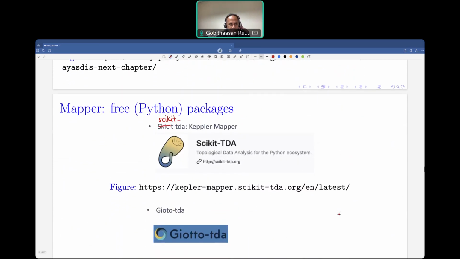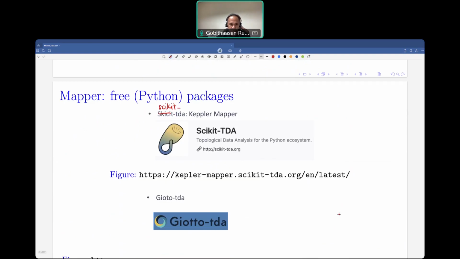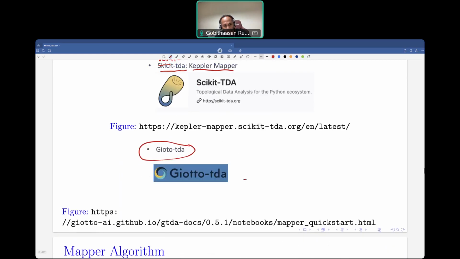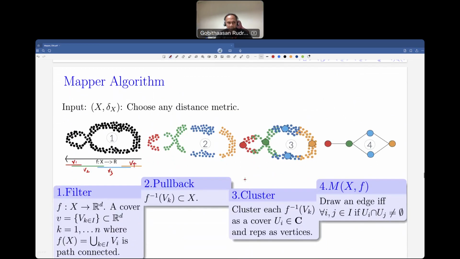All right. So the package that we are going to use is called Kepler Mapper. It is in Scikit-TDA; there is a typo here. You are going to use this package to do the Mapper algorithm. There is another package called Giotto-TDA, in which the Mapper algorithm is also available for you to just push your data in to get your network. All right, now let's look at the details, every single step in the Mapper algorithm.